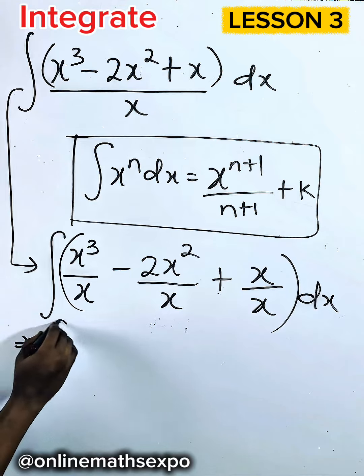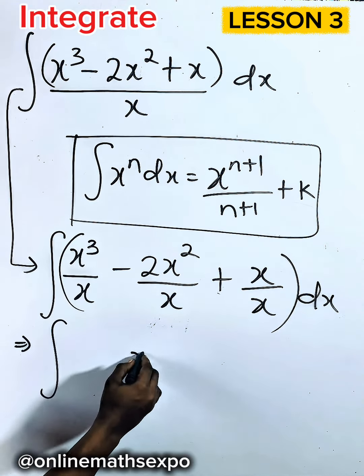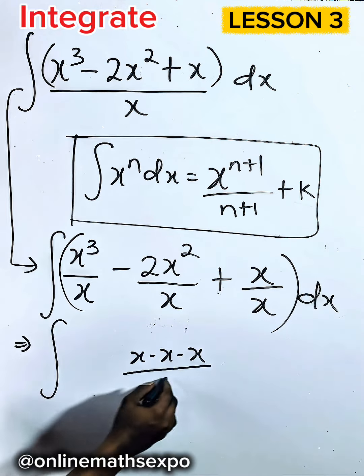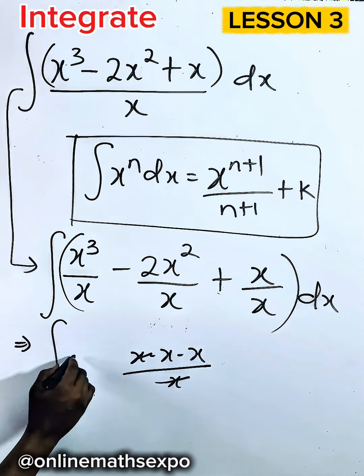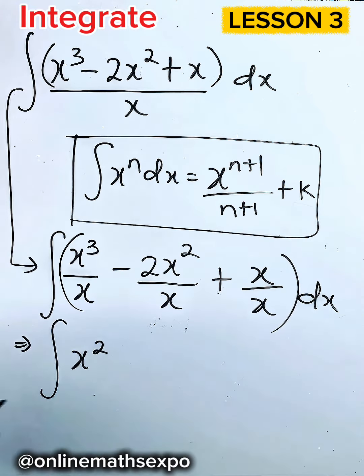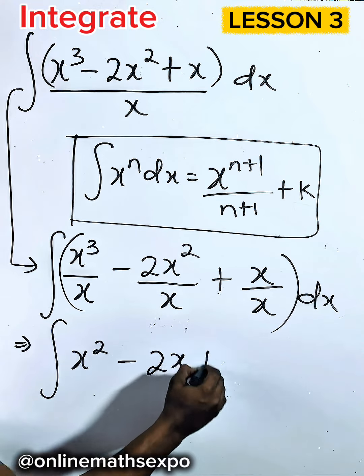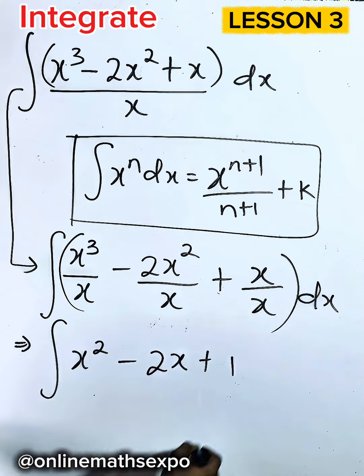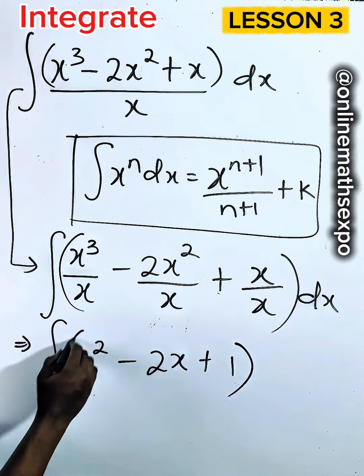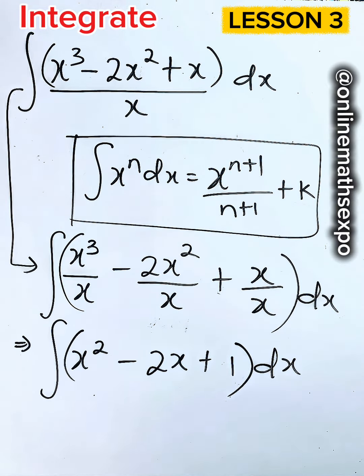Keep simplifying. When you divide this, remember x cubed is x three times, and when you divide by x, it is left with x squared. If you do the same here, this will take 1, so we have 2x. And when you divide a number by itself, it is 1. Did you see what you want to integrate now with respect to x? I hope you can do it at this point.